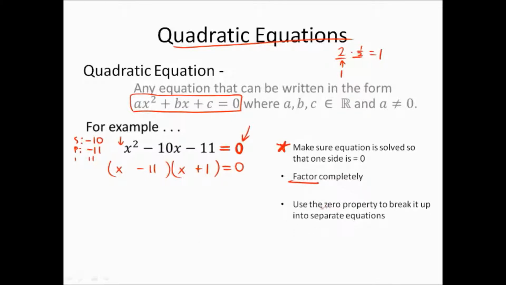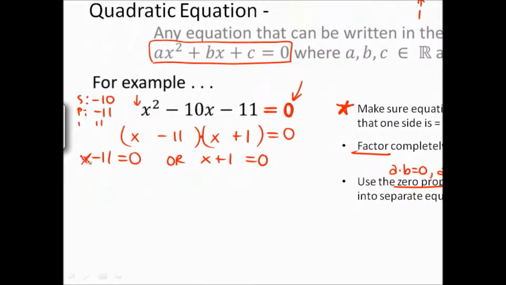Next, we can use the zero property to break up our equation into smaller equations that we can solve. Because we factored, we now have the product. Remember, the zero property states that if you have things multiplied to equal 0, then you know that one of them is 0. So either x minus 11 would equal 0 or x plus 1 would equal 0. This will give us two possibilities, and that's better than an infinite number of possibilities. At least we're narrowing it down to possible numbers, and we can always check them back into the equation and see if they work.